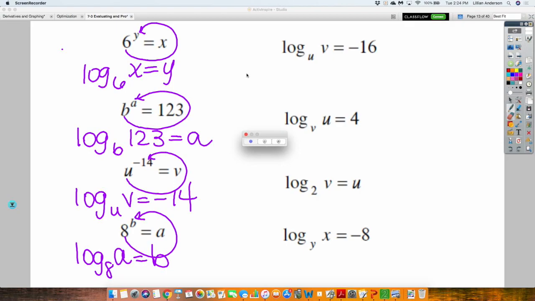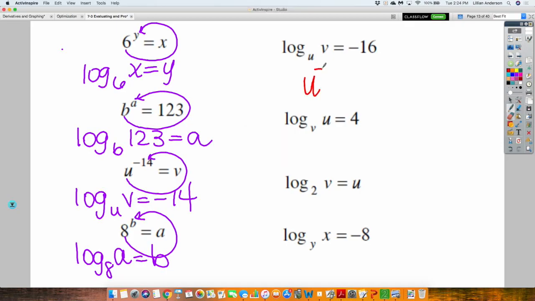Okay, let's bring it back. Andrew, what'd you get for the first one? U to the negative 16 equals B. Very good. Elise, what'd you get for the next one? Very good. Neil Marie, what'd you get for the next one? Very good. And Elvin, what'd you get for the last one?